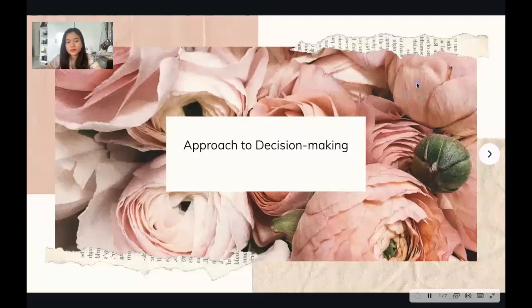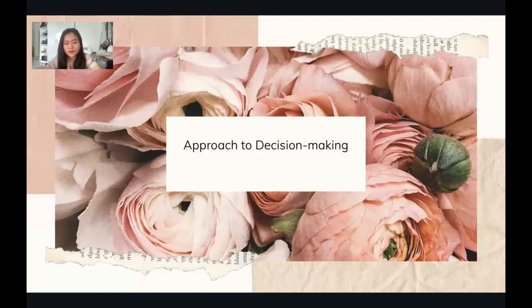Next, I will talk about approaches to decision making. Decision making can be defined as the process of selecting a right and effective course of action from two or more alternatives for the purpose of achieving a desired result. Decision making is the essence of management. There are several approaches to decision making which offer insight into the process by which managers arrive at their decisions.